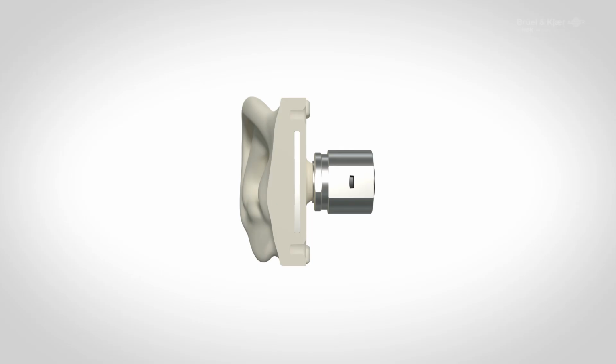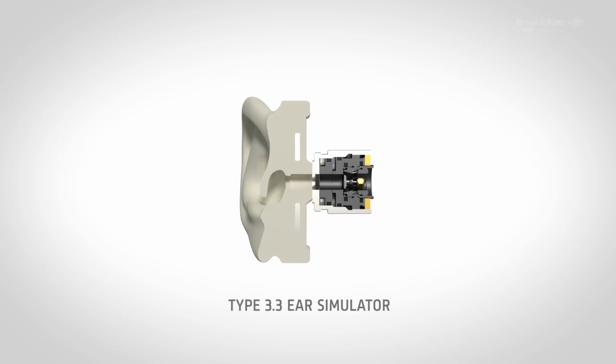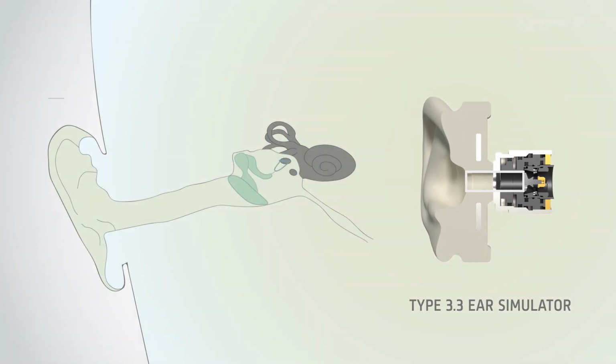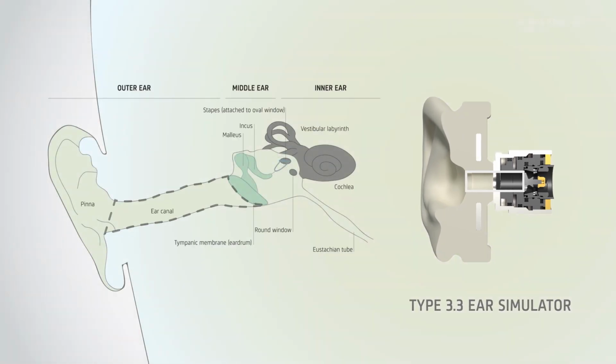Initial research indicated that the simplistic geometry of a Type 3.3 ear simulator would not be able to duplicate the complex acoustic impedance of the human ear to 20 kHz. A more human-like geometry was required. The problem is, of course, that every ear is different. So how do we define a practical shape that would be representative of the average human ear? You determine the average geometry and impedance.